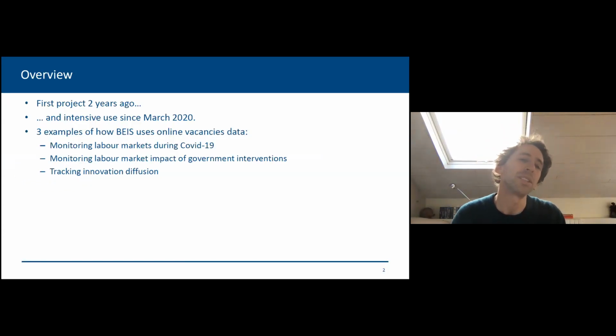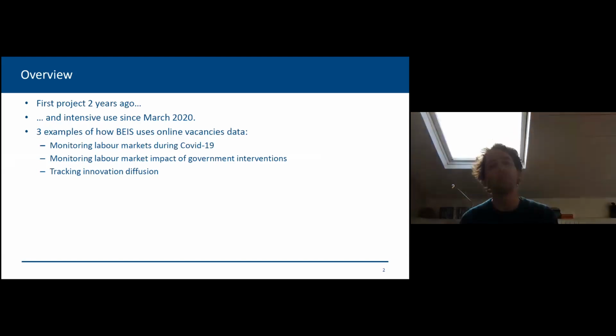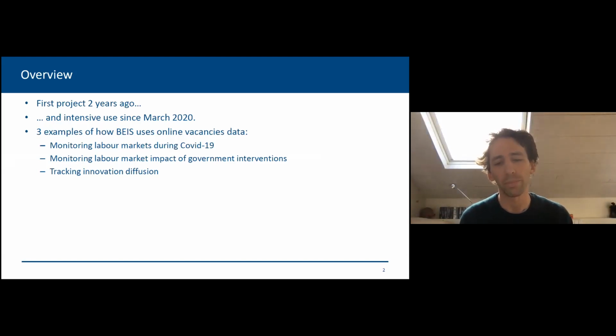So the background is that we first started using this data about 2 years ago for a pilot project, but we've been making quite intensive use of the data since March 2020, at the start of the first lockdown, and we use Burning Glass data at the moment. And so this presentation is going to be a bit of a whistle-stop tour of how we can use this data, and it's going to be more breadth than depth, but hopefully it can show some interesting examples of what can be done with this type of data.